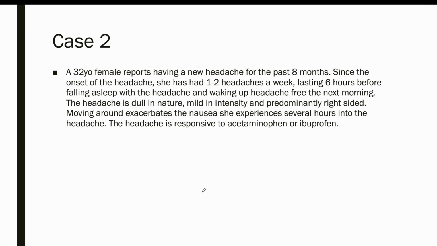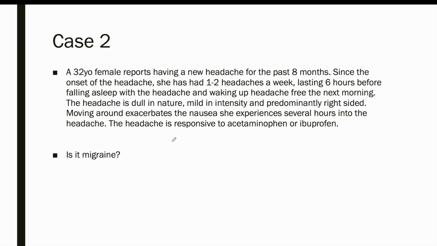Second case is a 32-year-old female who reports having a new headache for the past 8 months. Since the onset of the headache, she has had 1 to 2 headaches a week, lasting 6 hours before falling asleep with the headache and waking up headache-free the next morning. The headache is dull in nature, mild in intensity, and predominantly right-sided. Moving around exacerbates the nausea she experiences several hours into the headache. The headache is responsive to acetaminophen or ibuprofen.